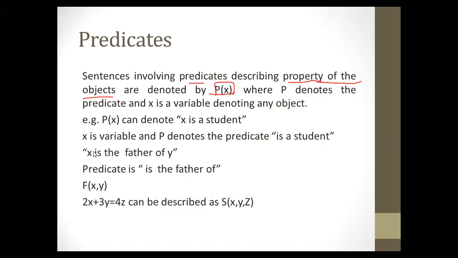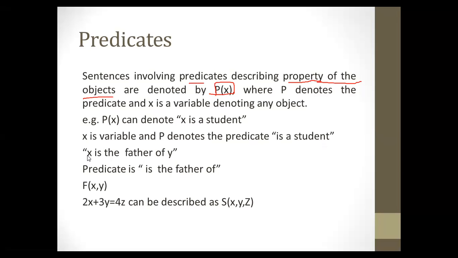Similarly, here X is the father of Y. So the predicate is the father of. X and Y are two variables. X is one variable in which you can put any value, and Y is another variable in which we can put any value. What value do you have to put in X and Y? You have to put the name here. So here you have to put a name in X and a name in Y.